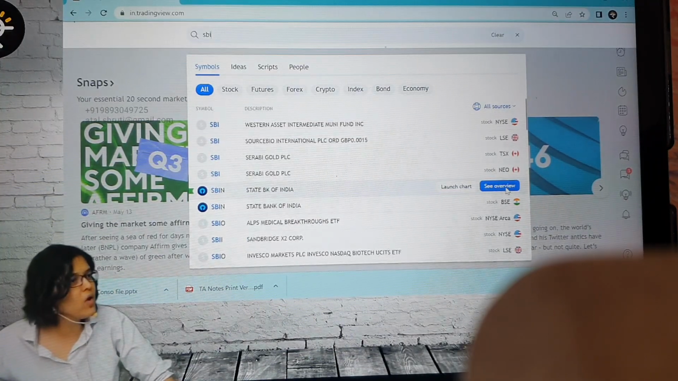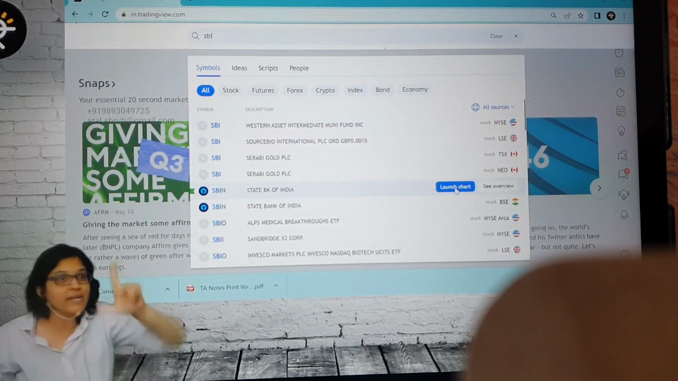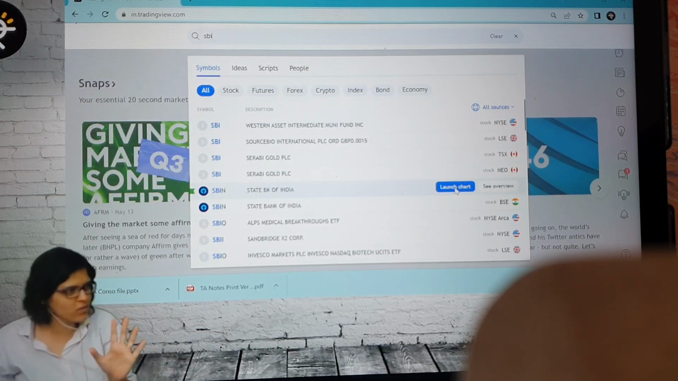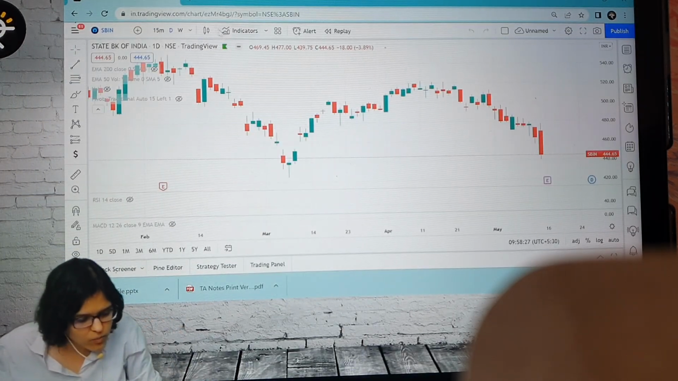Either the quote page or the line chart. What are the things that we want to see on the quote page? We want to see the line chart, the technical indicator, whether technicals say buy or sell, analyst ratings, the 52 week high low, that day's high low, everything. But if I want to directly jump to the chart, then what do I click? Launch chart. Once I click there, this is the point which is important for us.